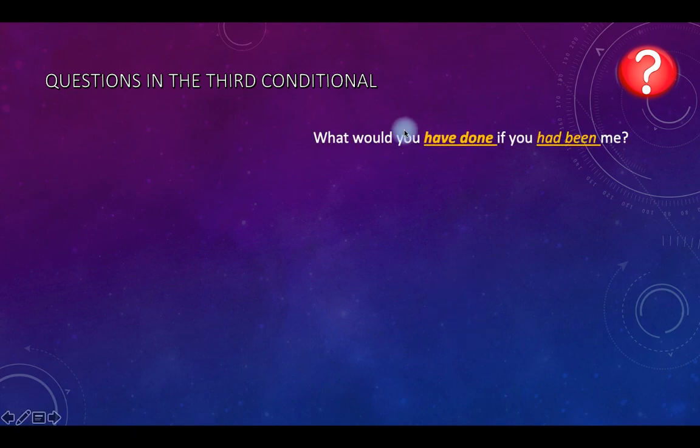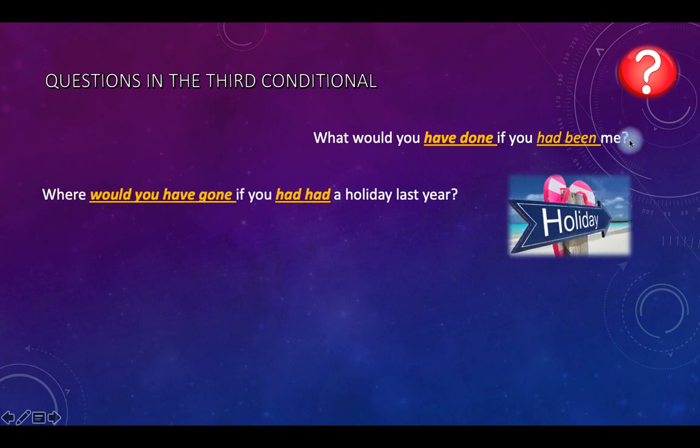If we have a question word that comes first, yeah, what, when, where, in the second place we have would and then subject and verb. What would you have done if you had been me? And the if clause remains the same. Where would you have gone if you had had a holiday last year? Had, yeah? The first had is the past perfect had, and the second had is the third form of the verb have. Have, had.